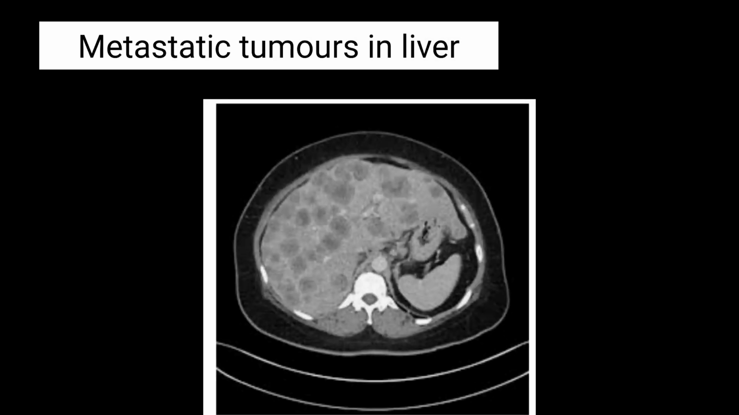The liver is a common site of metastatic tumors. If there is a primary tumor in the gastrointestinal tract, then carcinomatous cells may pass via the portal vein to the liver and cause a secondary tumor in the liver.